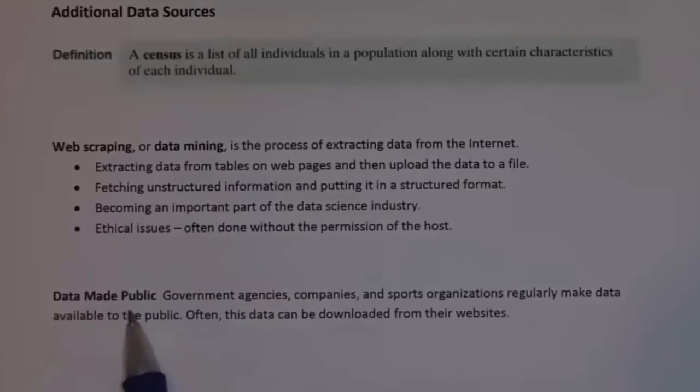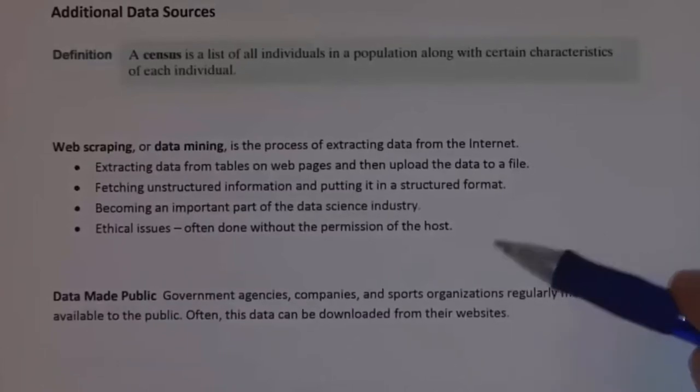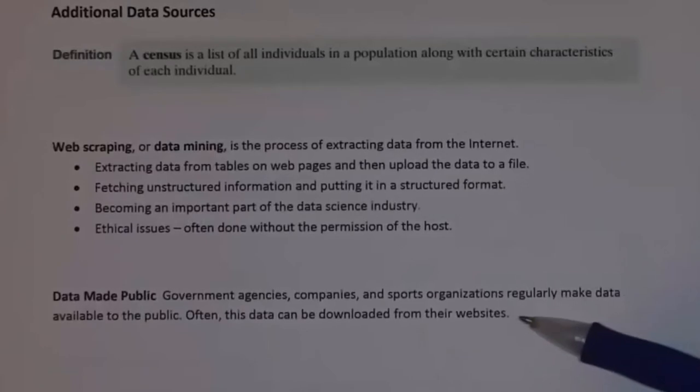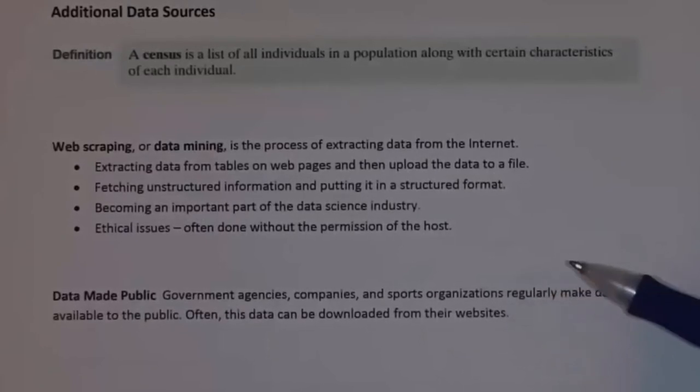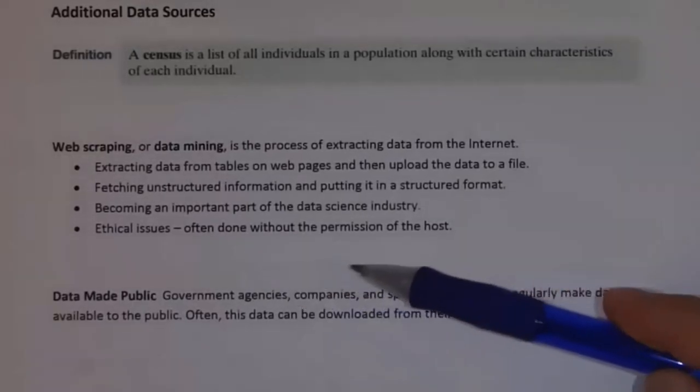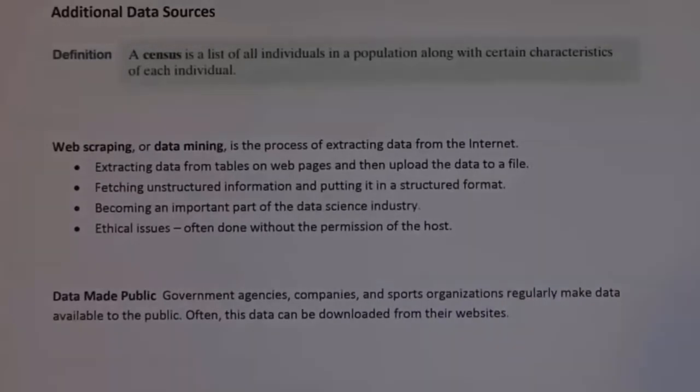Data that's made public: government agencies, companies, sports organizations are nowadays regularly making their data available to the public. And so you could often download databases of data from their websites. Now, the trouble with using someone else's data is you're not necessarily assured of the accuracy of that as opposed to obtaining it yourself. But generally, if we're talking about an organization like the government or a company or a sports organization, their data is generally going to be somewhat reliable.